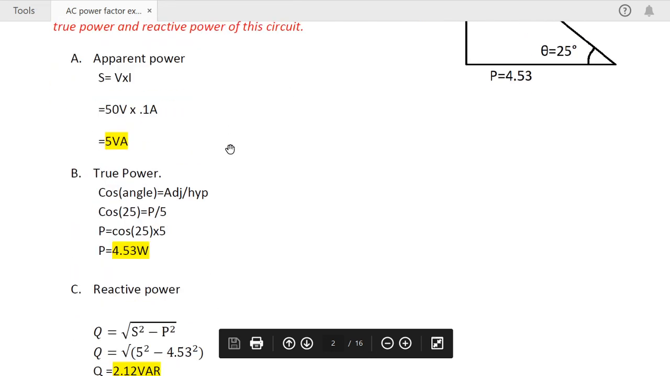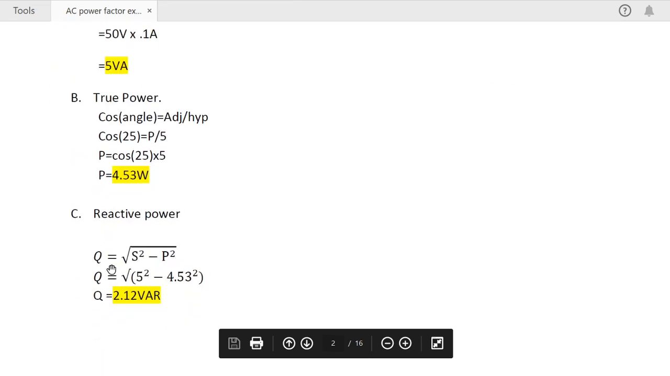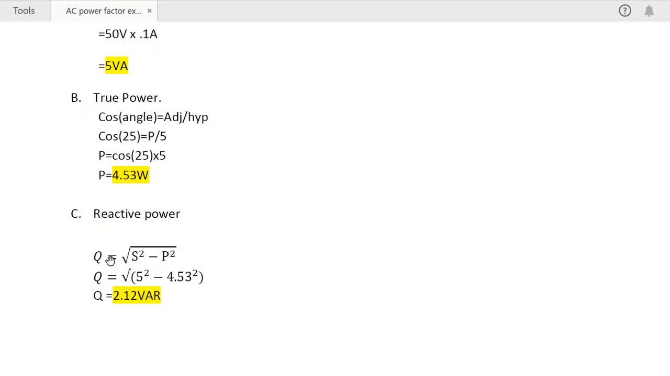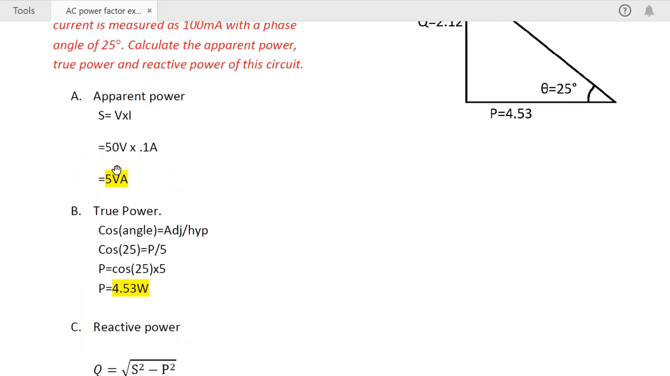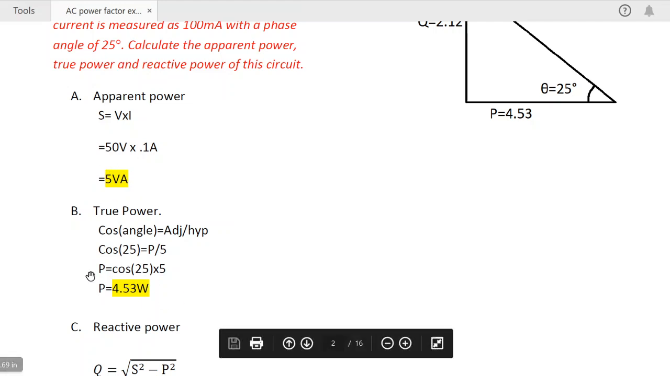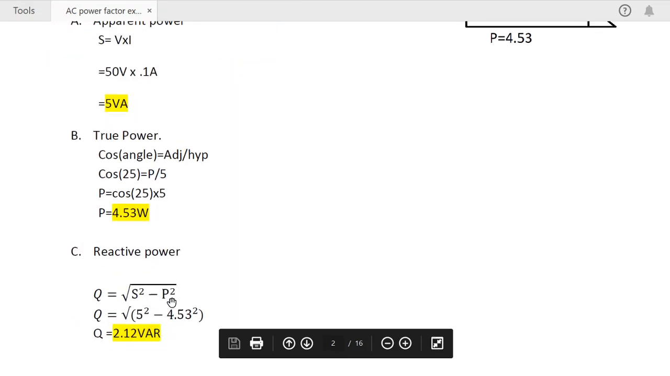The next part of the question was work out the reactive power. And that's pretty simple because we use Pythagoras. We now have two sides of our triangle. We have the hypotenuse here, that's apparent power. We have the true power, which is the bottom, the horizontal side or adjacent side. And so Q equals the square root of S squared minus P squared. Nice and easy. S squared is 5 squared minus the P, which is 4.53. So that works out to 2.12 volt amps reactive, VAR.